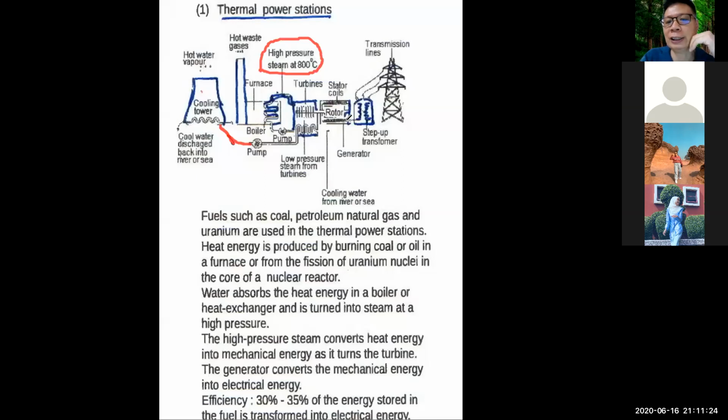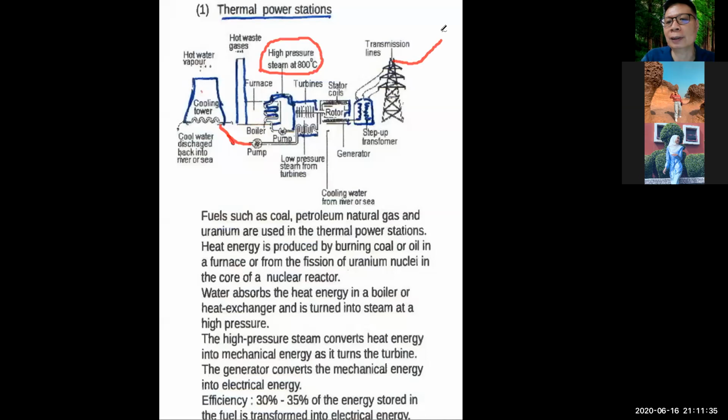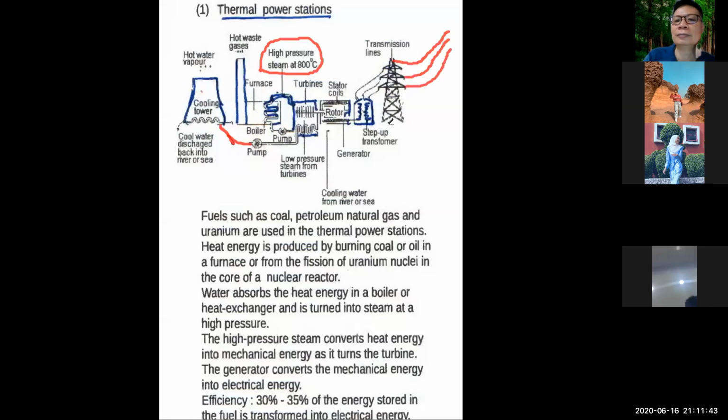And then the electricity is sent to the transformer to step up the voltage to this high cable. So it will be sent from here, from Terengganu, all the way to Malacca. Okay, all the way, very, very far. From Terengganu sent to Malacca, very far, you know. Okay. Yeah, this is thermal.